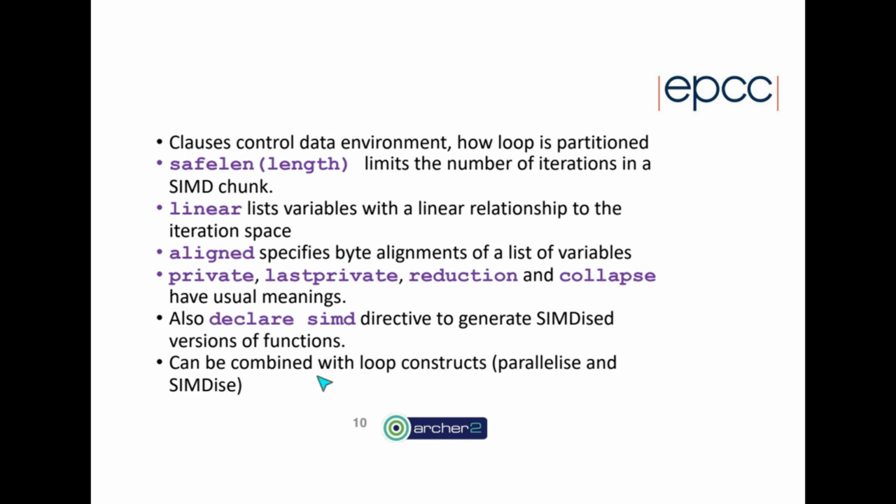And then you can combine the SIMD directive with loop constructs. So you can have hash pragma OMP for SIMD or hash pragma OMP parallel for SIMD, which will both parallelize and vectorize the loop. But that's not necessarily always what you want. Sometimes if you've got a nest of loops, you might want to divide the outermost loop across threads, but vectorize the innermost one, for example.